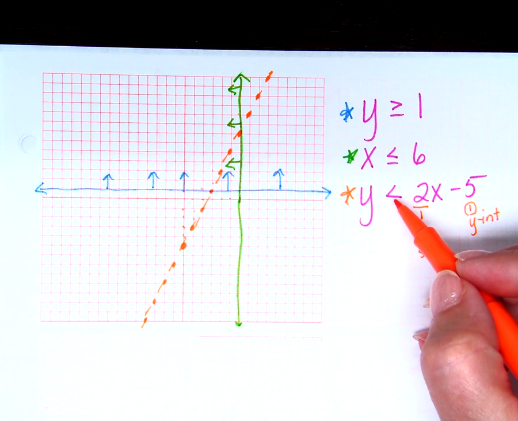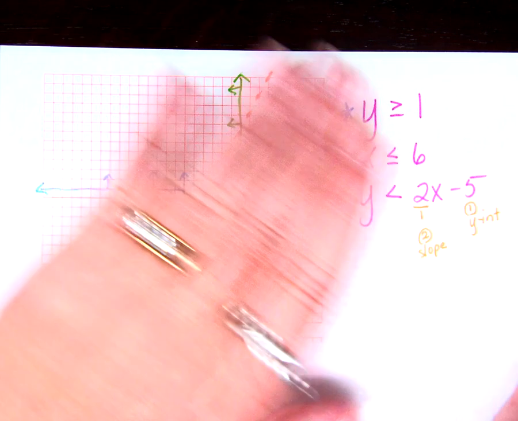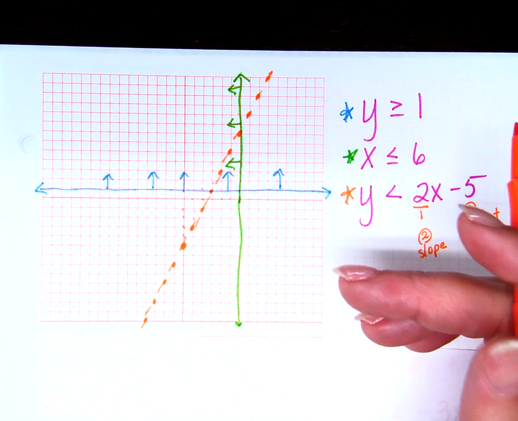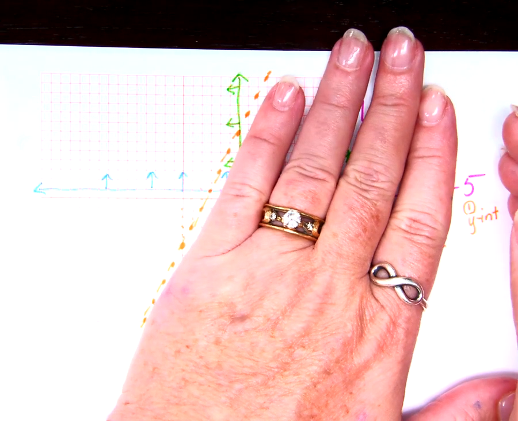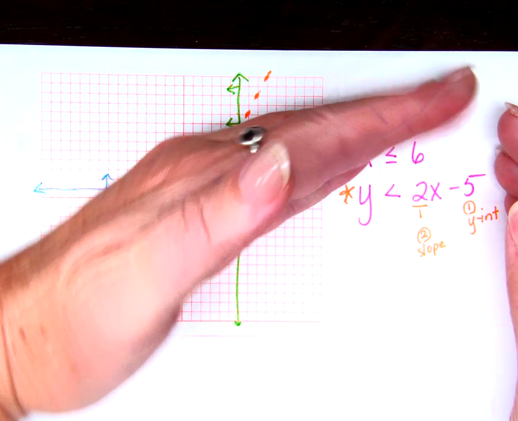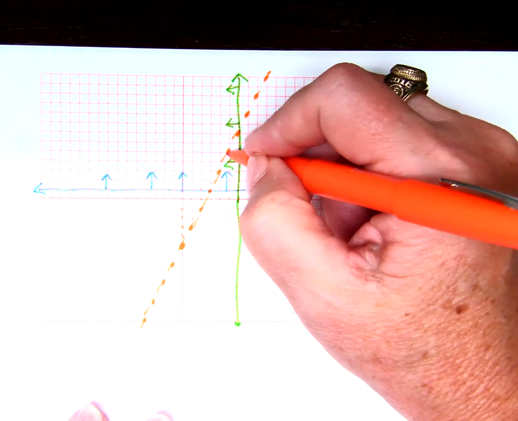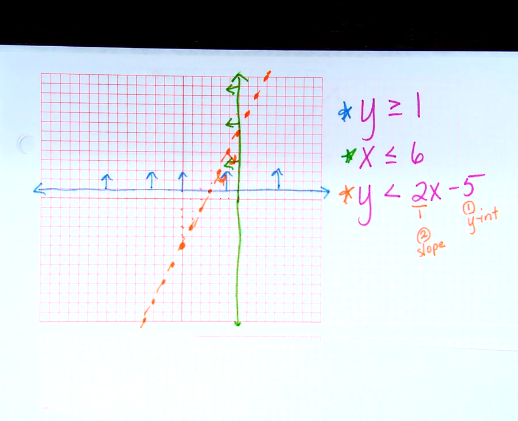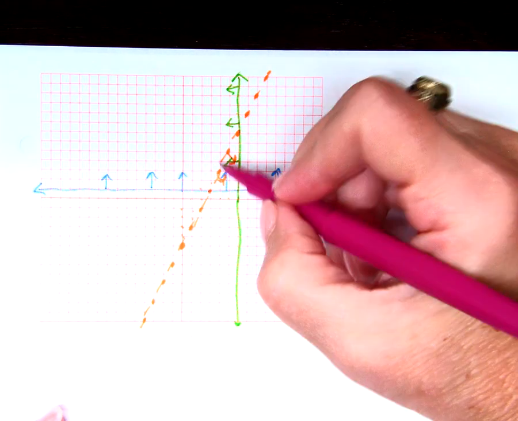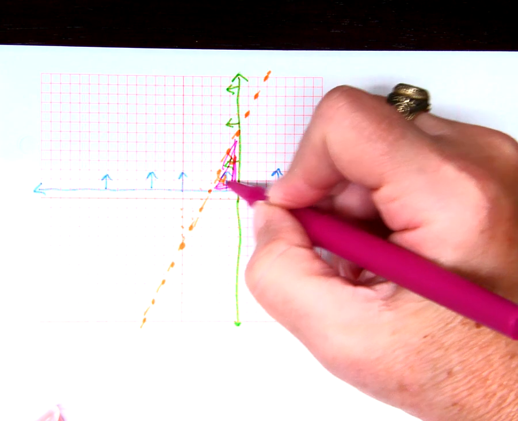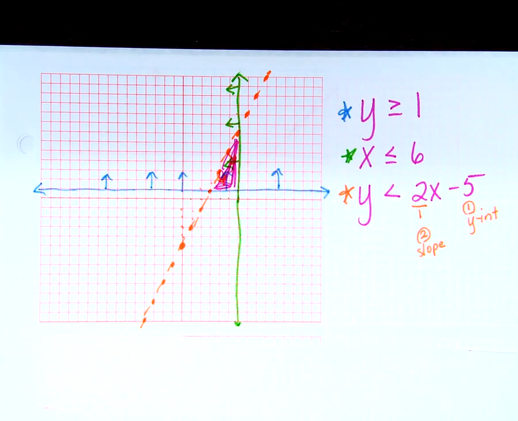Now, because it's less than, do I shade above the line or below the line? Below. Does everybody understand that this is below? If I tilted this line a little bit, wouldn't it be easier to see that this is below? So below the line is right here. So now how easy is it to see your solution? Isn't it just right here? That little triangle area? Please don't get too OCD on me and color in every single part of the triangle. Just a little bit. Okay?